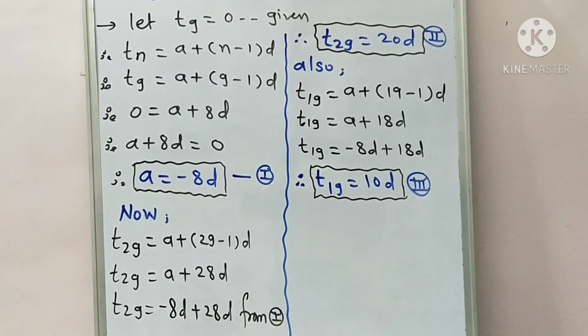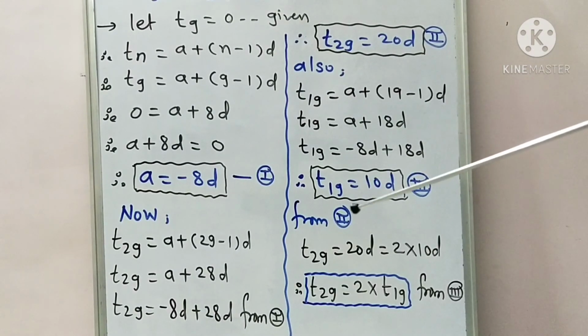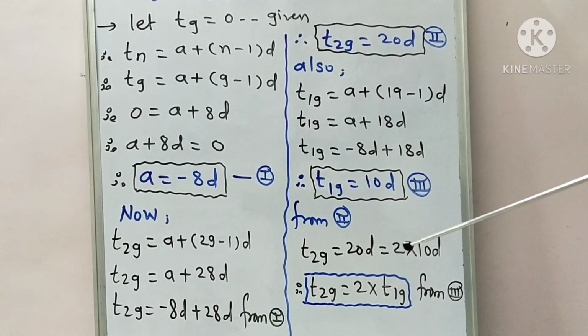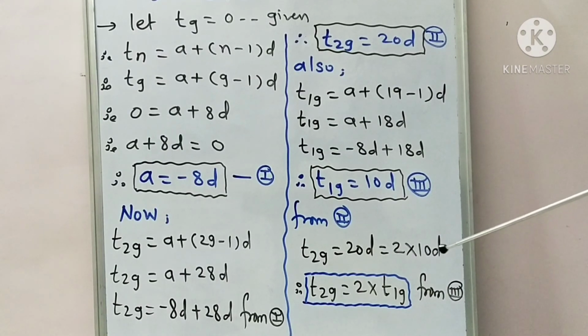So pay attention over here. From the second equation, T29 as 20d, that 20d we can factorize as 2 into 10d, and as we know, 10d is T19. So we replace 10d with T19. So we get the equation T29 equal to 2 into T19, and here we prove that the 29th term of an AP is twice the 19th term of the AP, okay.